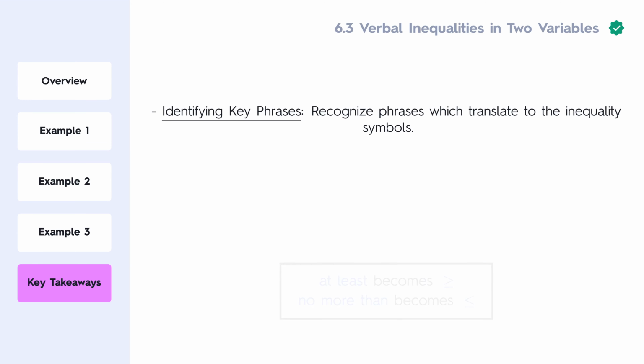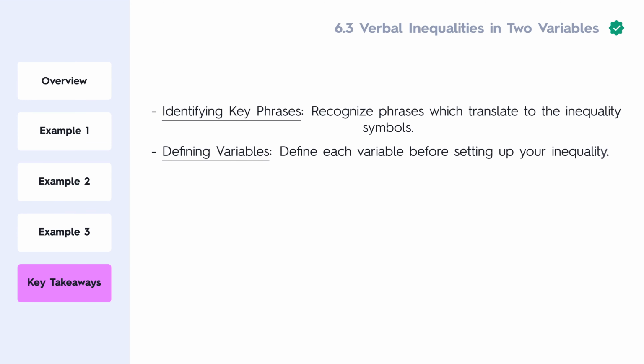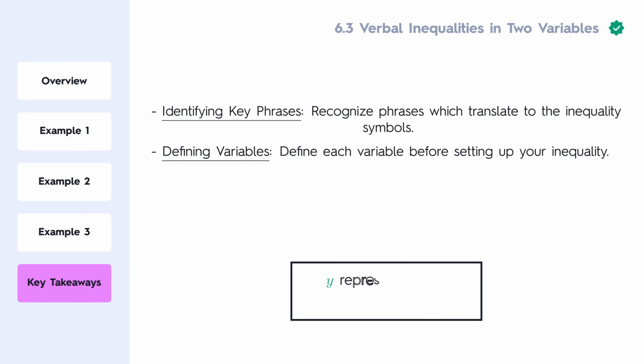Second, defining variables. Clearly define each variable before setting up your inequality. Understanding what each variable represents makes it easier to create an accurate inequality from verbal descriptions, like in our first example, where Y represented profit and X represented items sold.